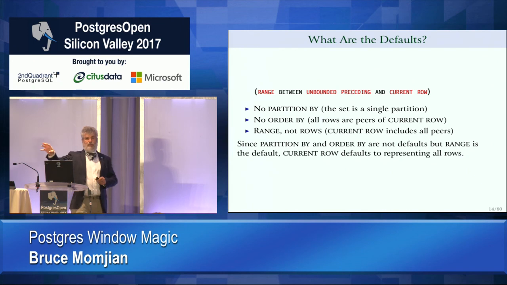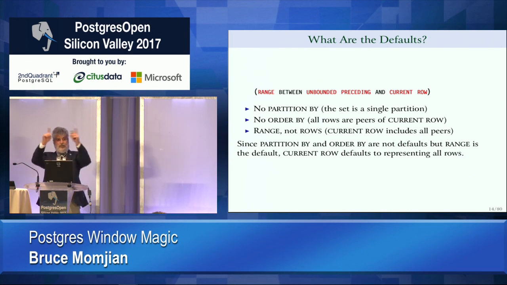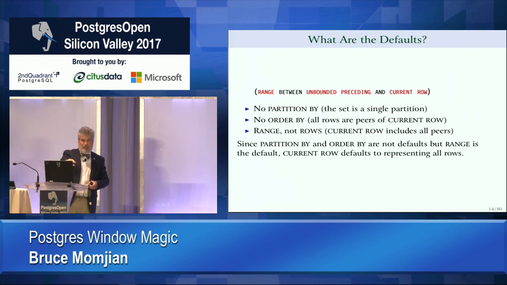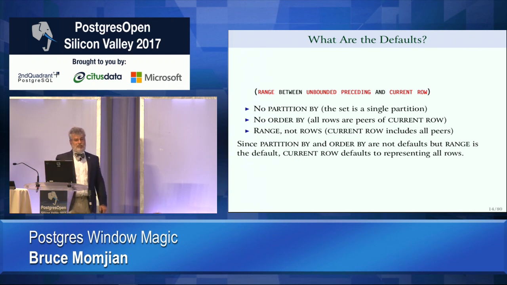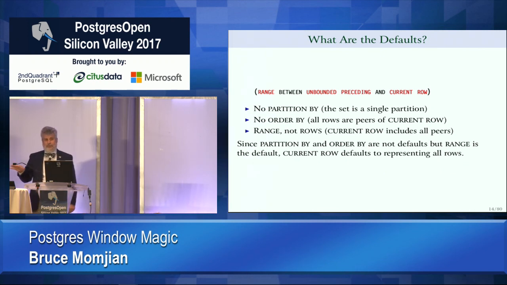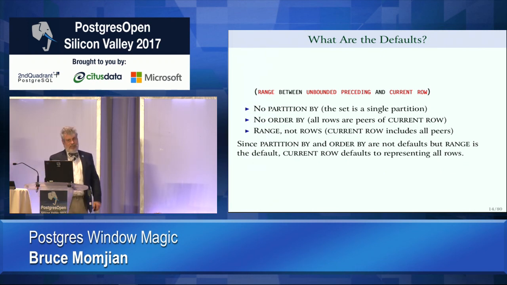This is the default. Remember when we put the two parentheses, I showed you the default of what that clause looks like. This is it. Word range, the word between, the word unbounded preceding, and the word current row. Those are the three things you have to remember are the defaults for these things. Partition by is not the default. Order by is not the default. Range is the default. Rows is not the default. And again, we'll get into some detail about this.